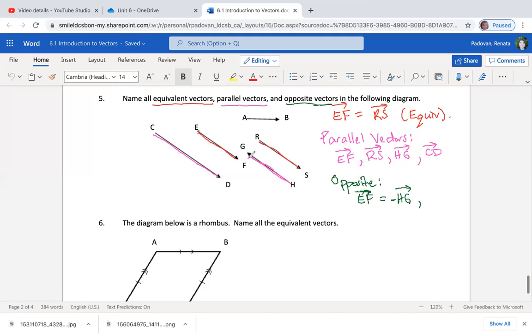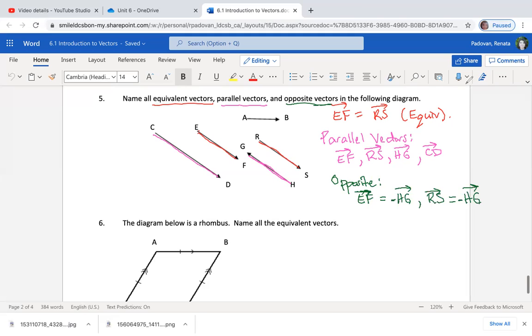And I don't know if you noticed that there is another one there, right? These are the same length, opposite direction. So I also have vector RS, which is equal to vector, again, HG, opposite. Equal in length, but opposite direction, so the negative. And I can't say that EF and RS are opposite because they're going in the same direction, right?